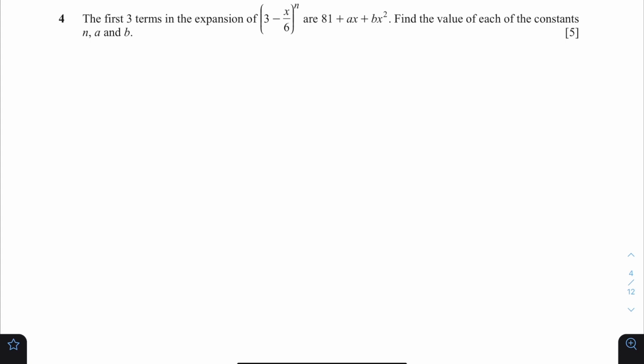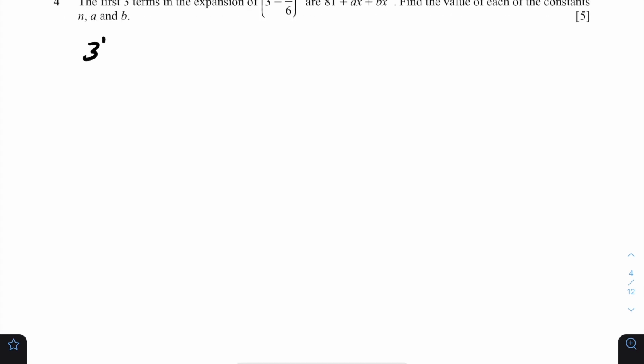So the first part we have to recognize is that the constant is only represented by 3 to the power of n. So we can compare like terms and say that 3 to the power of n is equal to 81. Therefore, n has to equal 4 in order for this to be true. So that's our first step done. Now we can just get the expansion of 3 minus x over 6 to the power of 4 for the first three terms, and then solve for a and b.